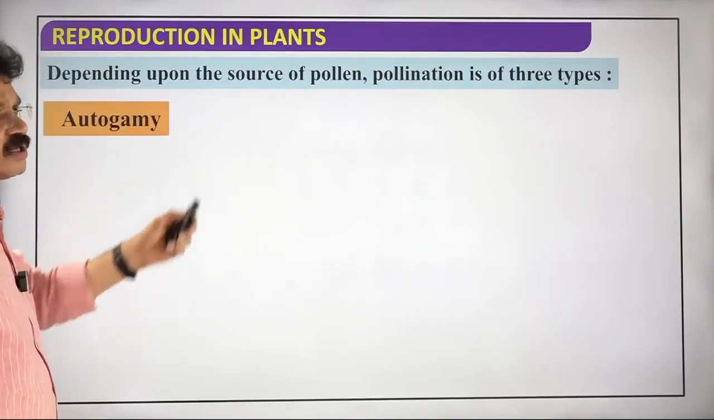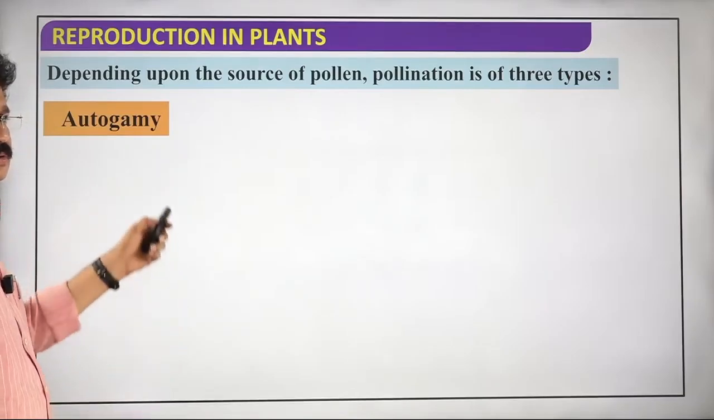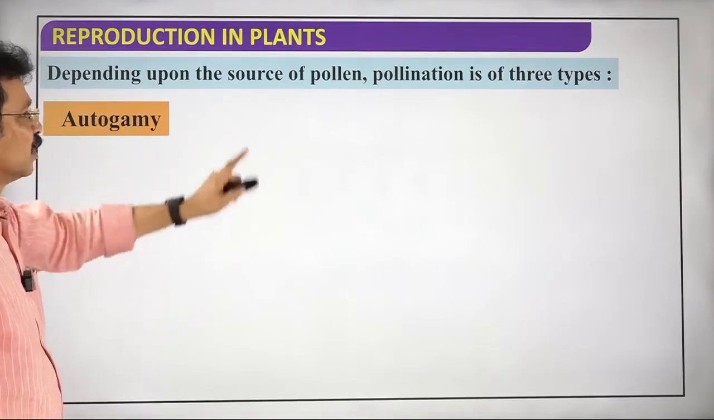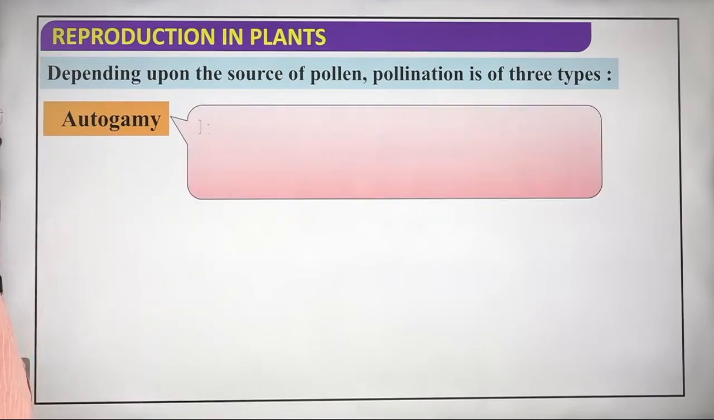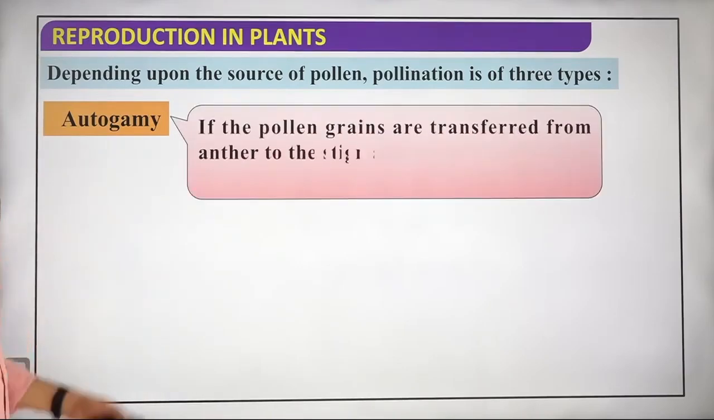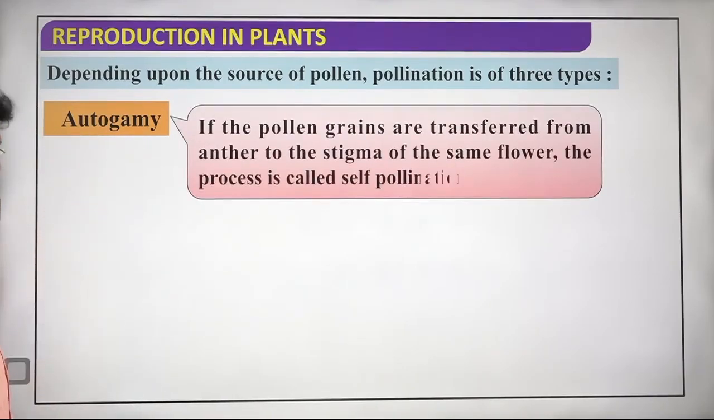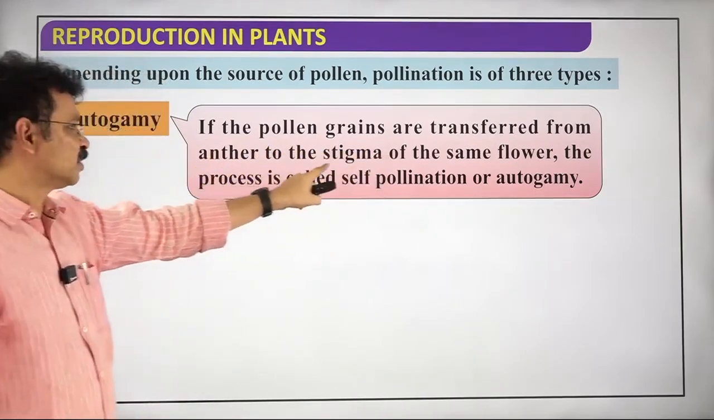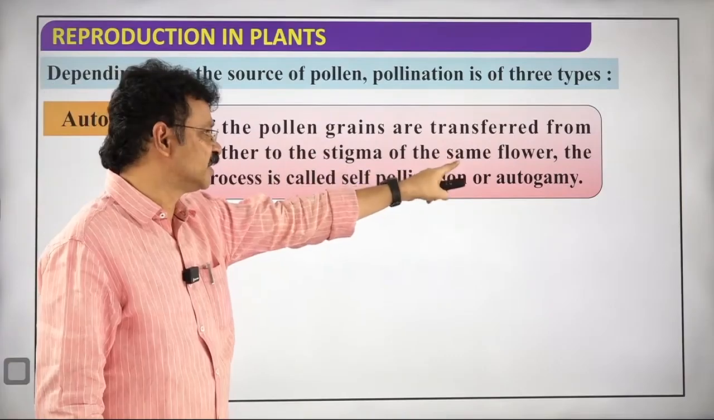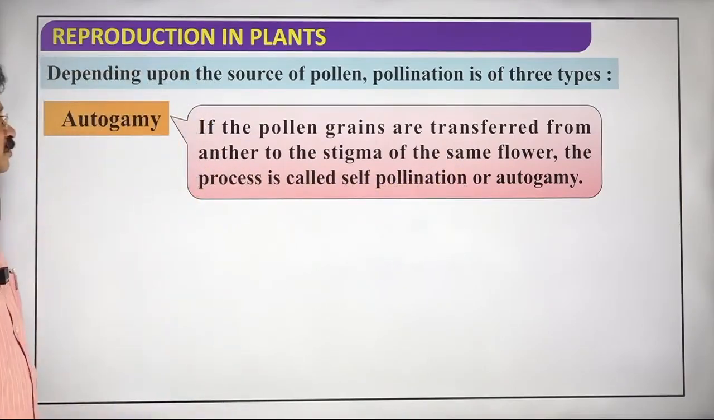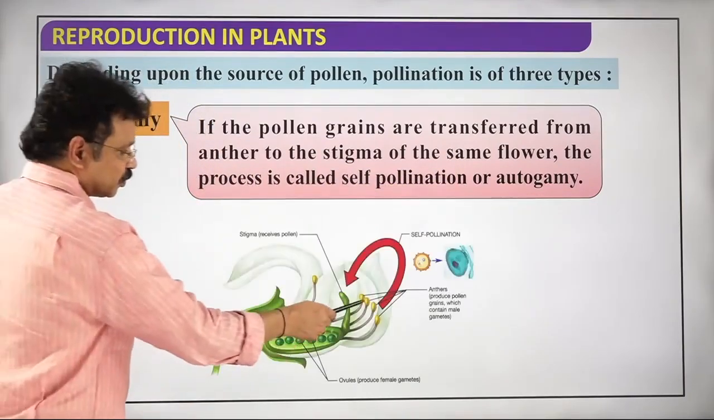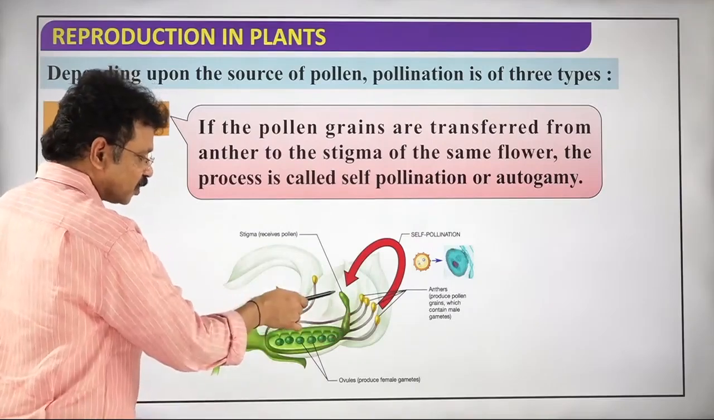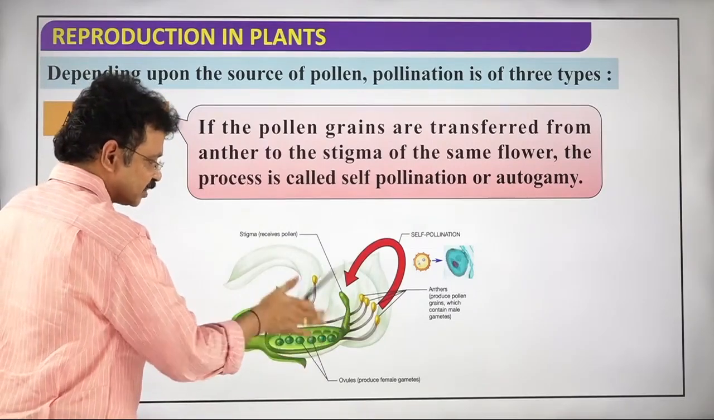Next, depending on the source of pollen, pollination is of three types. One is autogamy. Another name of autogamy is self-pollination. If the pollen grains are transferred from anther to stigma of the same flower, within a single flower, it is autogamy. The other name is self-pollination. Both the pollen producing part, the anther, and the pollen receiving part, the stigma, are found within a single flower.